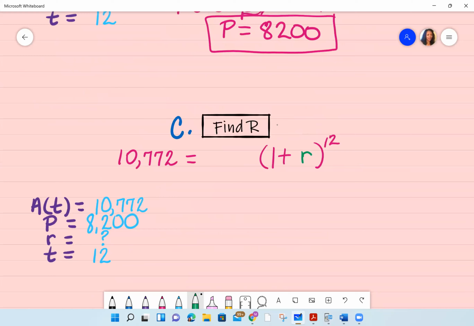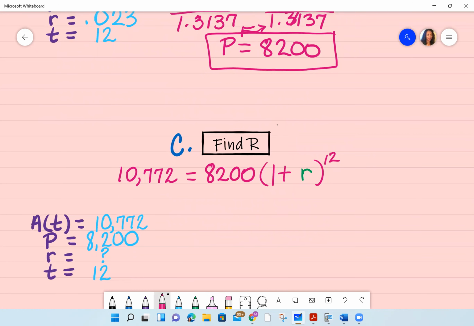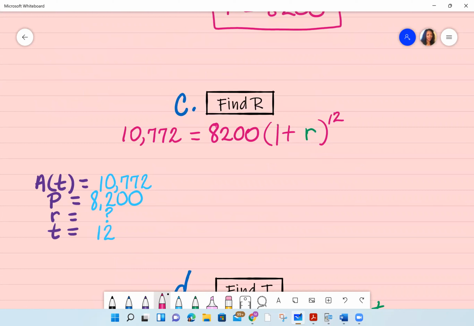So this time we said that P was 8,200. We're going to go ahead and put that in our formula. But now we're looking for R. We already know R because, again, this is the same scenario. I'm just showing you how to find the different variables. The first thing you want to do in this case is divide both sides by what's stopping your exponent from being by itself. So that's 8,200.